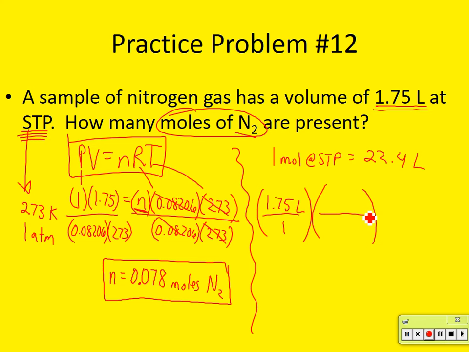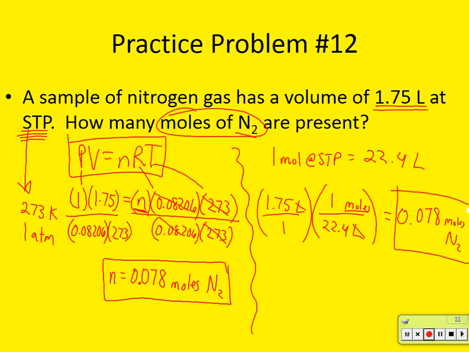Now, if liters is on top, what has to be on bottom? Liters. And what are we trying to go to? Moles. Well, 1 mole at STP equals how many liters? 22.4. And so can we just cancel out the liters and it's left with moles? Yeah. What is that? 1.75 divided by 22.4 is 0.078. And our units here are moles of what? N2.